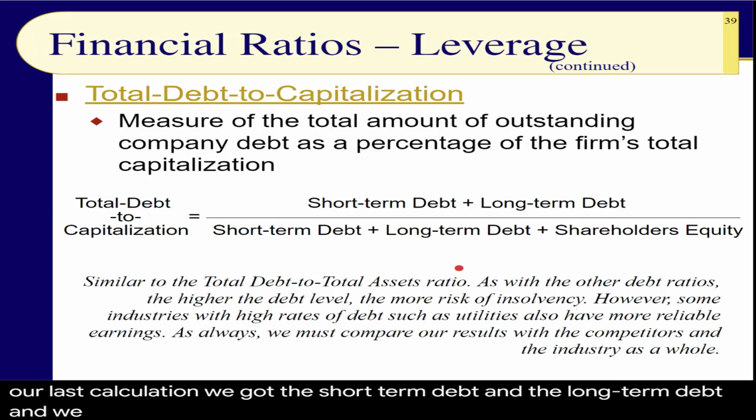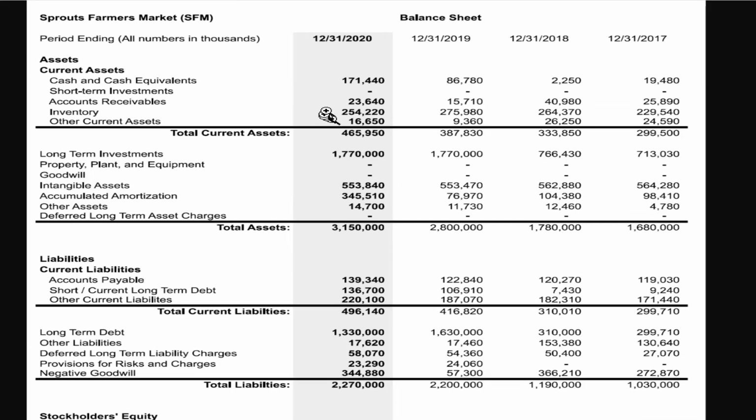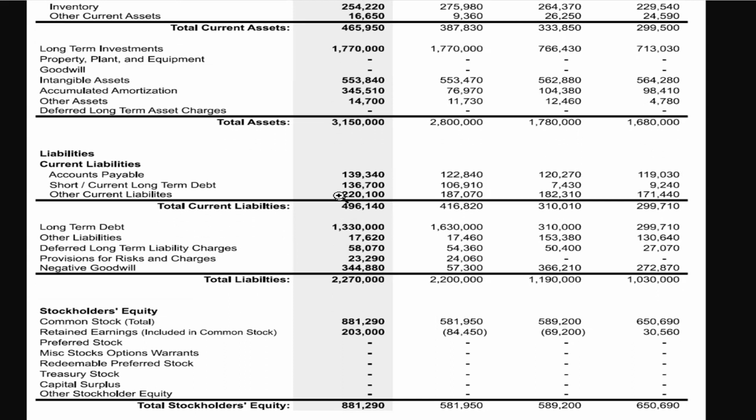And 136, where's the short-term debt? Okay, short-term debt is under current. Here it is. Short-term, no, that's under liabilities. 136,700, right? 136,700. And then the long-term debt, there it is, and there's the long-term debt, 1,330,000. So we add those two together, and I get a numerator of 1,466,700.